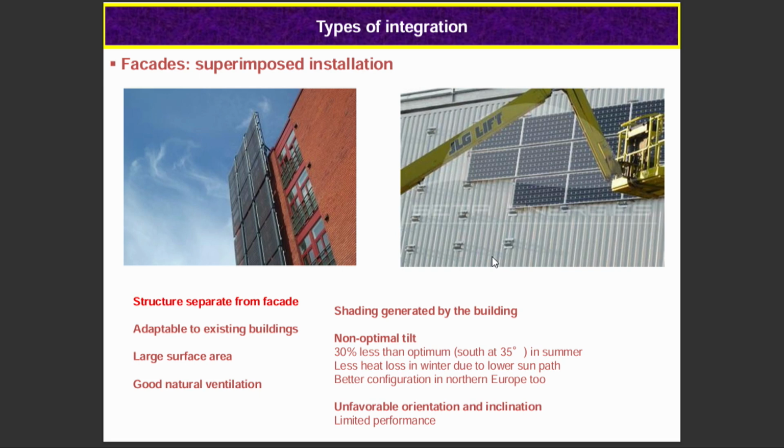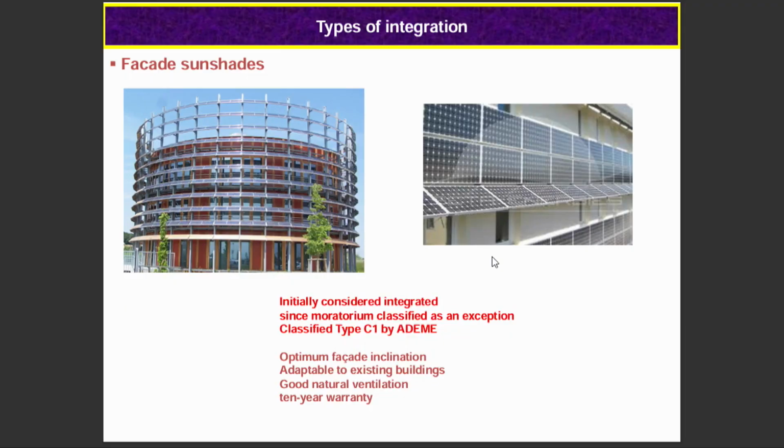Usually, in an existing building, the structure has not been designed to accept a new weight, and a PV module could be very heavy because it is glass. Also, integration as a sunshade. This is considered to be a full component of the building because it helps to protect from the sun during summertime.